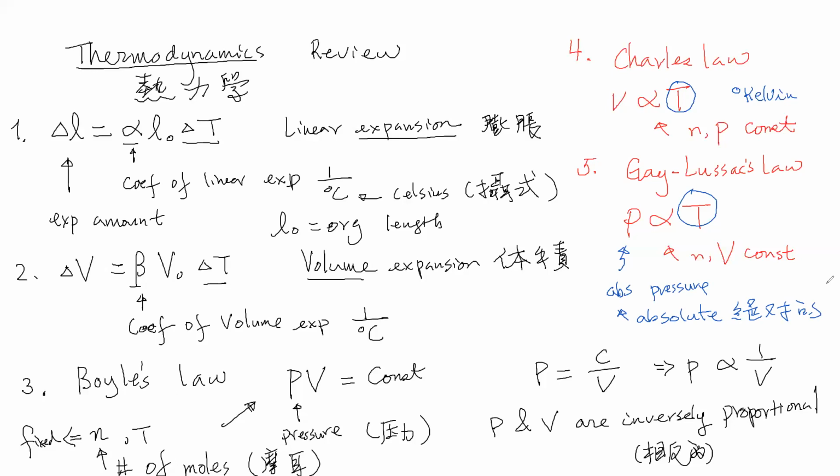And now we're going to go to the ideal gas law. That would be number 6. Basically you put Charles, Boyle, and Gay-Lussac, all these three laws together, and then you have the ideal gas law.